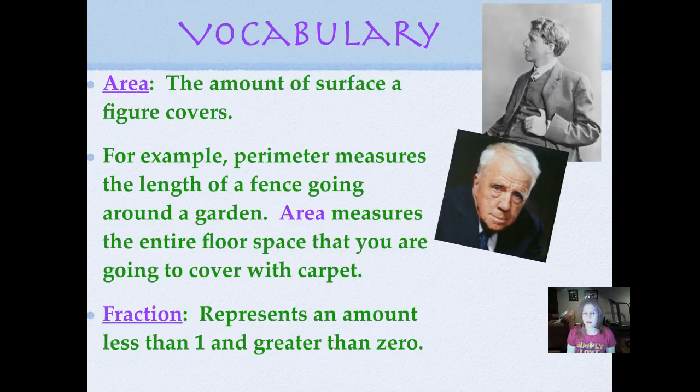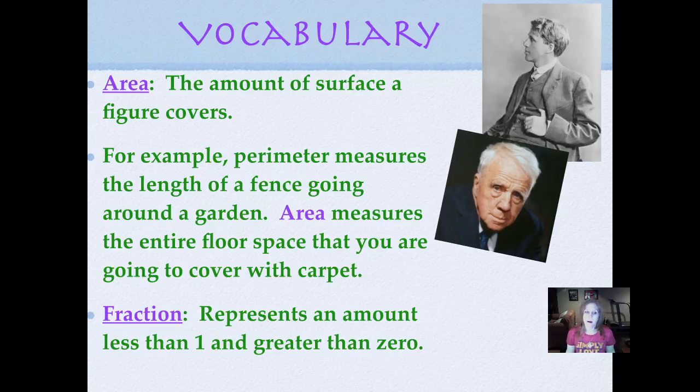Here is our vocabulary. We're going to be finding area. That's something you did in 4th grade. It's the amount of surface a figure covers. So when we talked about perimeter in 4th grade, your teachers used the description a lot of times of a fence, measuring the length of a fence that goes all the way around a garden or a yard. The area doesn't measure the length around. It's not measuring a line. It's actually measuring, if you take the entire floor space of a room and you're going to cover it with carpet, how many square units you need to buy to cover that entire floor.